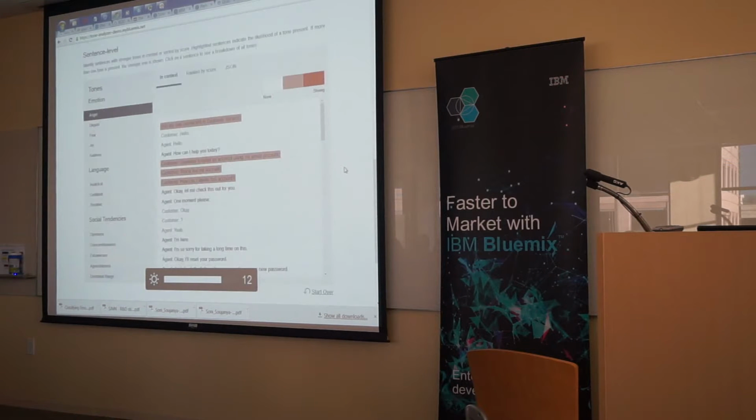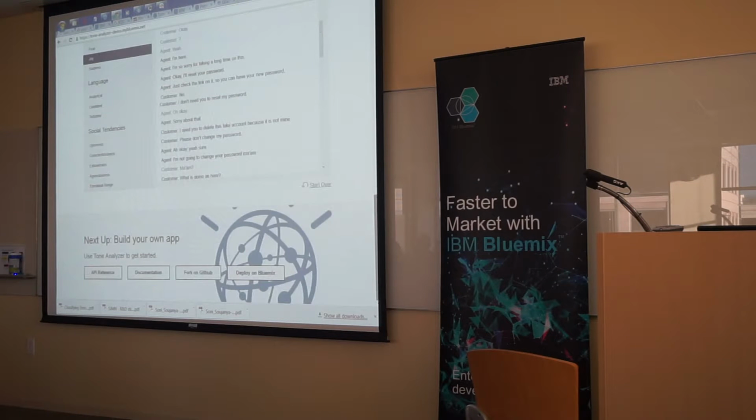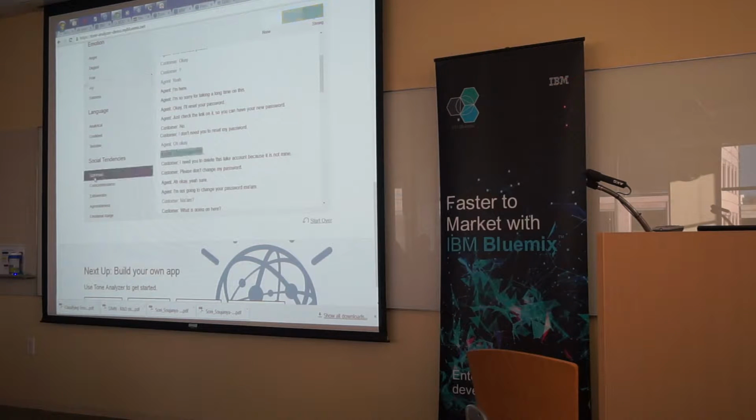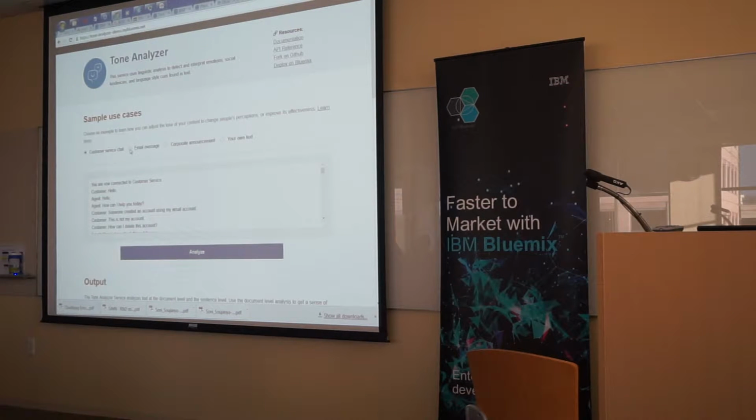We also output the sentence level. For this particular example, we apply Tone Analyzer to each of the sentences. This is for anger tone. Here is another example, where it is an email message.